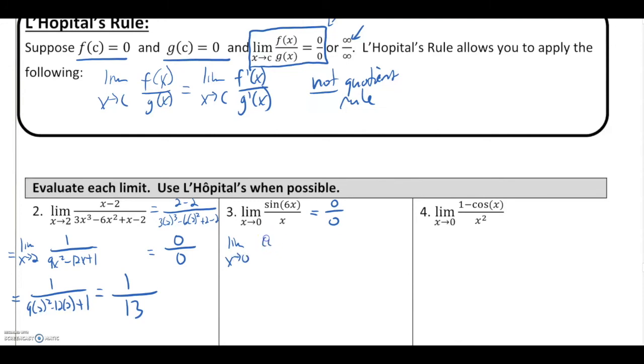Derivative of sine of 6x will be cosine of 6x times 6 all over 1. And this we will be able to evaluate, because we're going to have cosine of 0 times 6 over 1. Cosine of 0 equals 1. So 1 times 6 over 1 equal to 6.